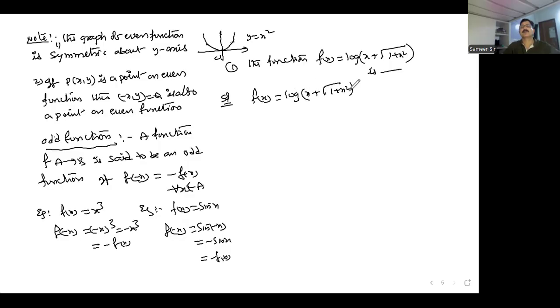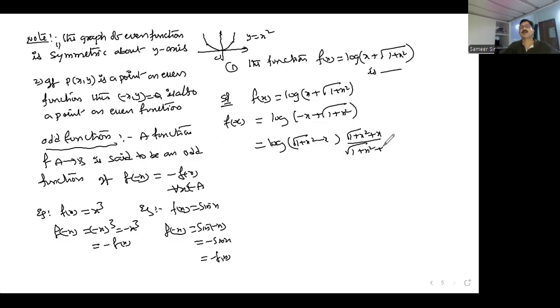I'm writing here like this, x plus root of 1 plus x square, and I substitute minus x. Whether it is even or odd, rule is rule. If I substitute here, I'll get the same as it is. Now what I'm doing here is rationalizing. Interesting one. If I rationalize this, I may get like this: 1 plus x square minus x square divided by root of 1 plus x square plus x.